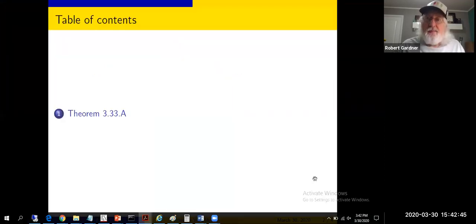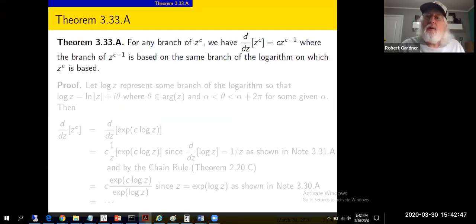It's only cluttered up by all this branch talk. Okay, so for any branch of z to the c, we've got that the derivative with respect to z of z to the c equals cz to the c minus 1, where the branch of z to the c minus 1 is based on the same branch of the logarithm on which z to the c is based. So the little formula has anchored the conversation around a particular branch of the log.